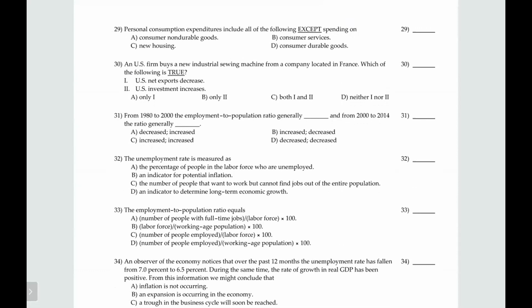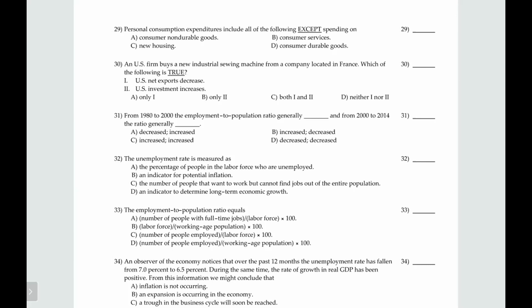So what is considered non-durable goods? Like we consume on a daily basis, it doesn't last for long, right? So this is considered consumer expenditure. B, consumer service. What is consumer service? Like, for example, your cell phone subscription, your Amazon Prime, or even when you go to a gym. Those are consumer services. Yes, it is considered consumer spending.